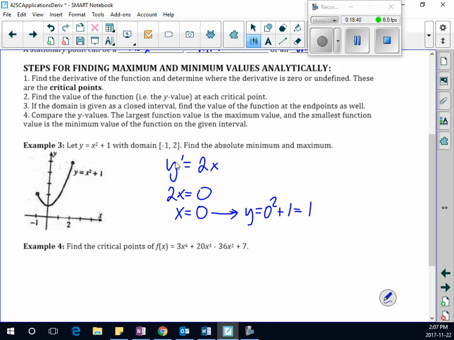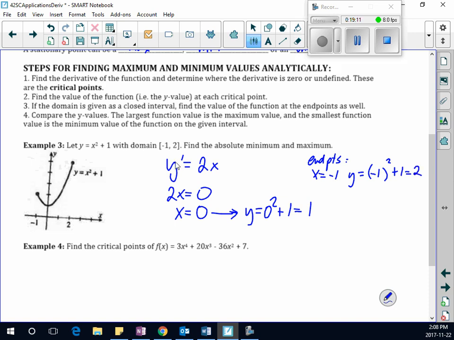The only other thing, because there's no other, like sometimes you'll get a quadratic, so you might get 2 values where something's going on, or cubic. The only other thing I can do is check the endpoint. So I'm going to check when x is -1. So now I'm going to do the endpoints. X equals -1, y would be -1 squared plus 1, which is 2.